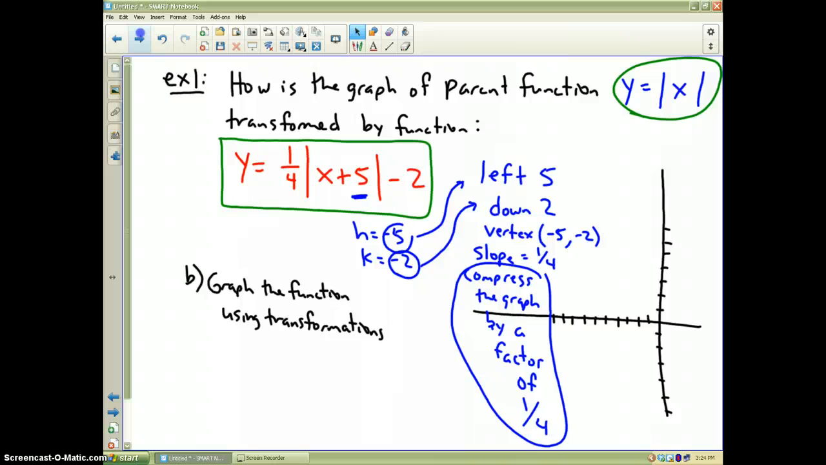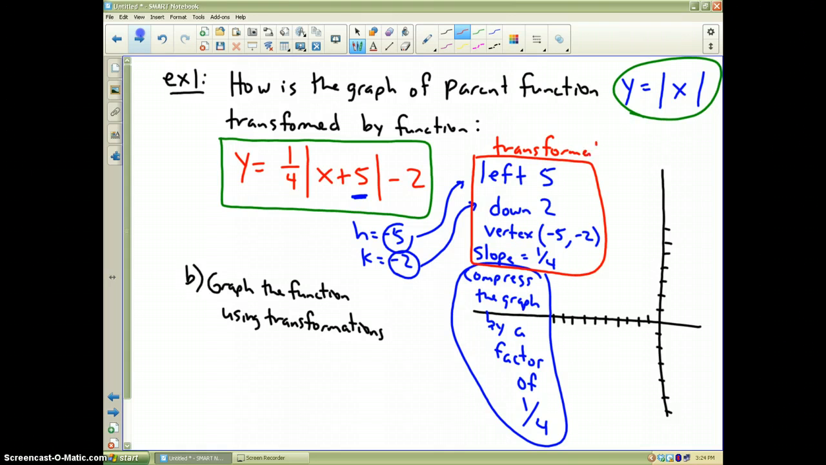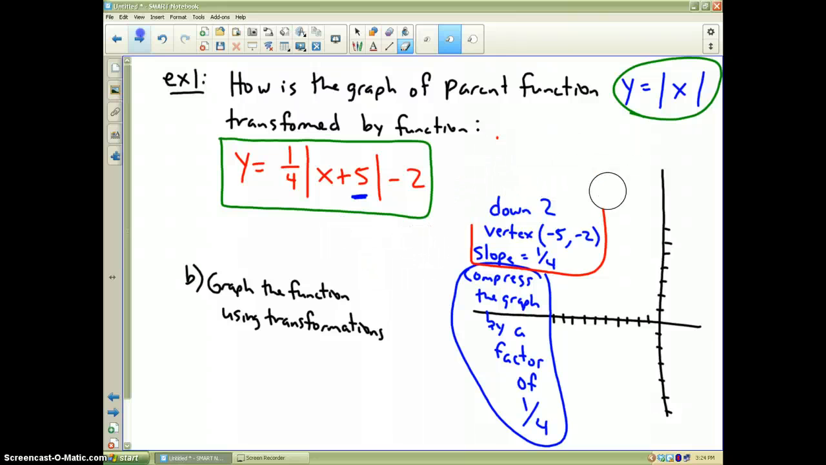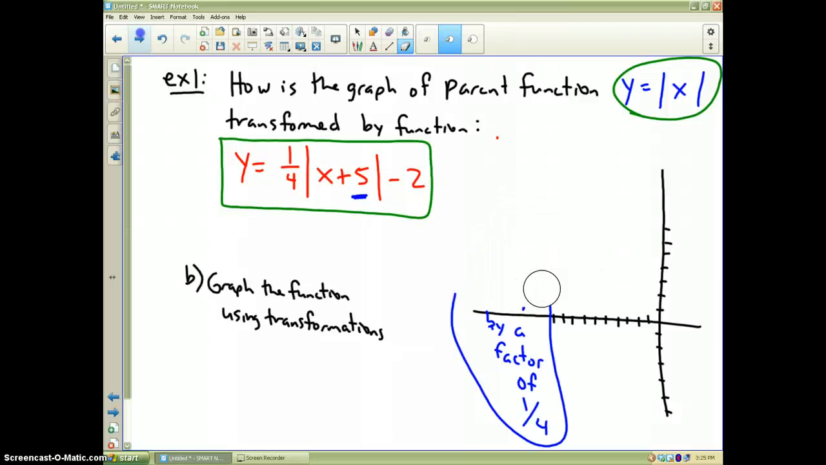If you need to pause the video, please do and copy that down. This information in the red box is what you would write if they ask you what is the transformation of the graph. That's the information that you want to be able to state. Now, I'm going to graph this, and we should not have to make a t-table anymore because the whole key is where the vertex is.